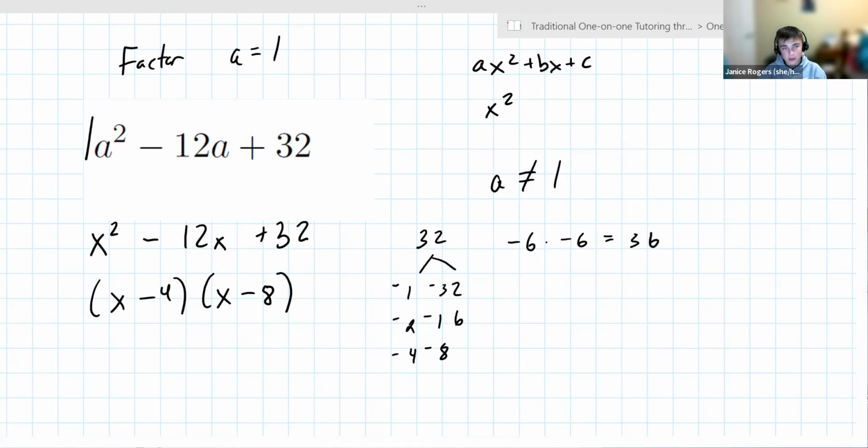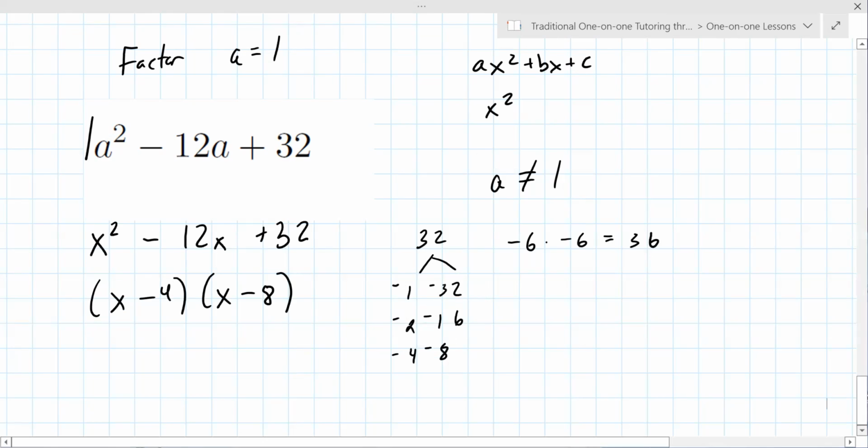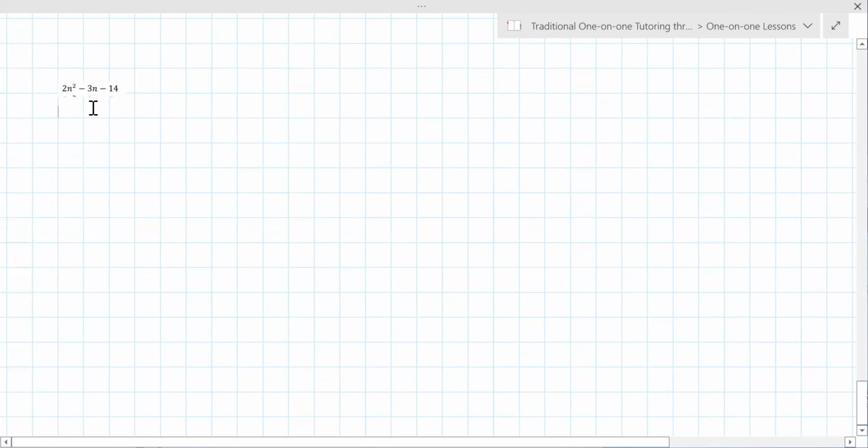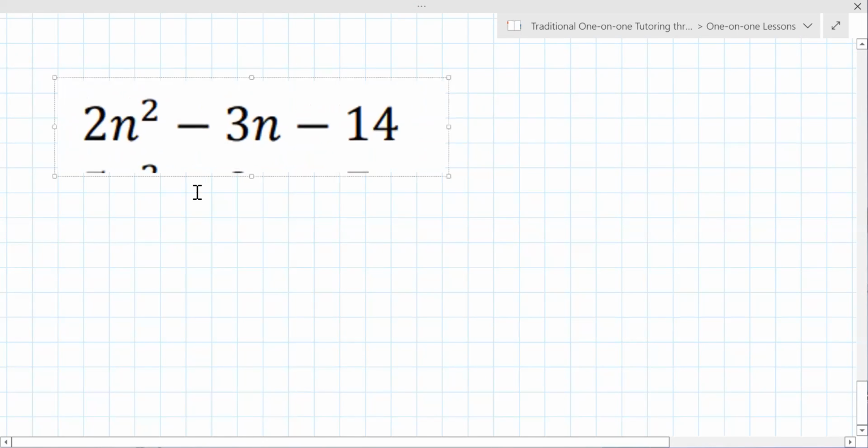All right, so let me address the thing that you were asking me about, because this is the other type that you're going to see here. We're kind of all over the place tonight. I apologize. Normally I would go through them in a certain sequence, but I didn't know how much you had learned. So does this have a GCF?